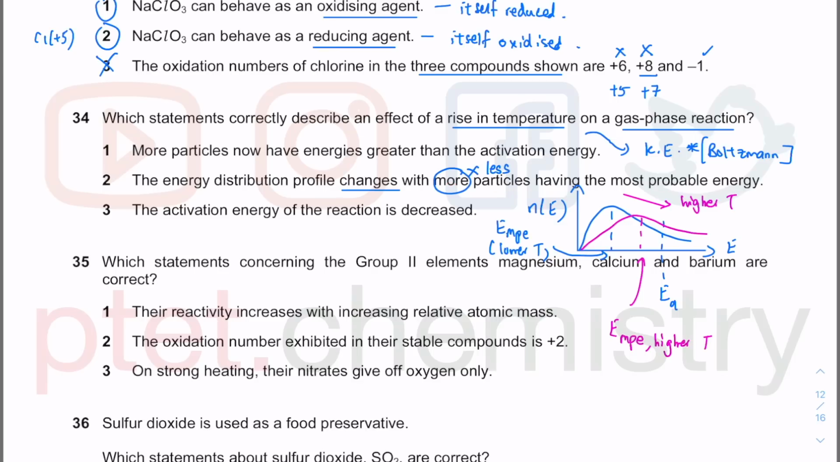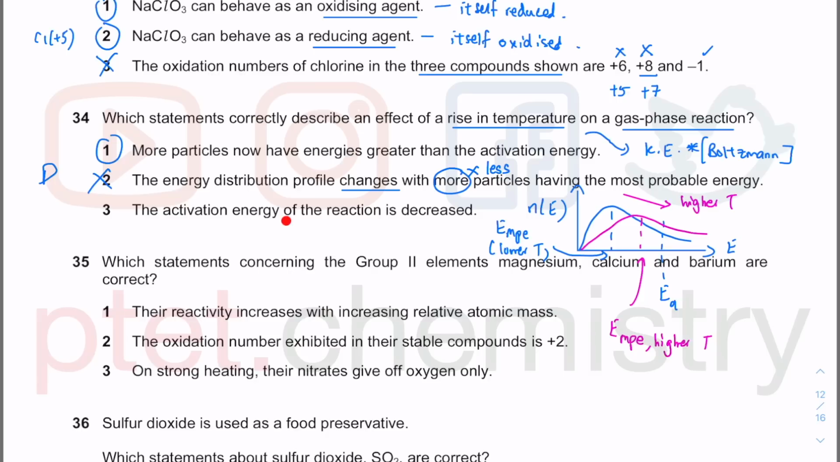It should be fewer particles, because as you shift the graph to the right hand side, you increase the proportion of effective collisions here, but this height would have decreased. So this value is higher, but you get fewer molecules having this most probable energy. 2 is wrong, which means only 1 must be correct there. And number 1 was based on what I've just said, based on this right hand side of the graph there.